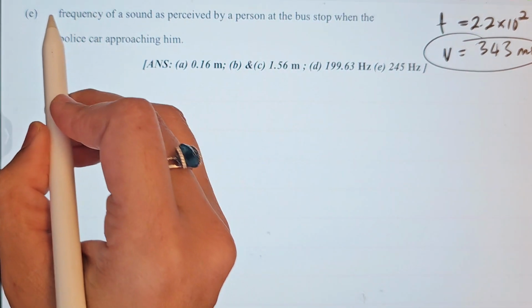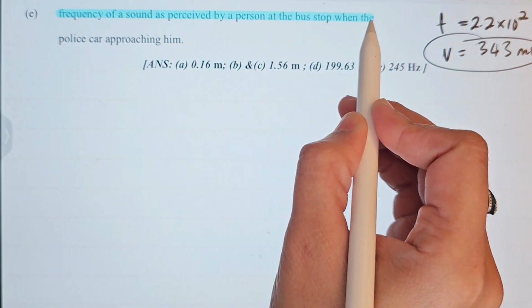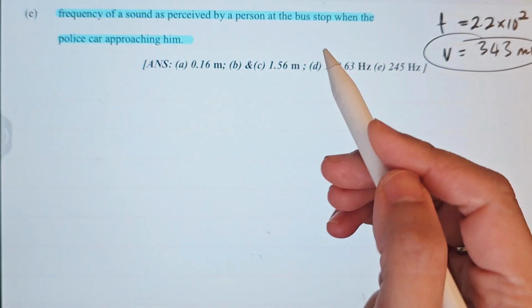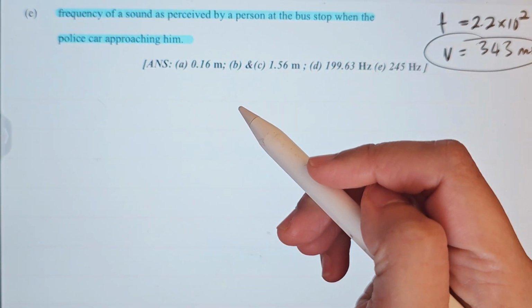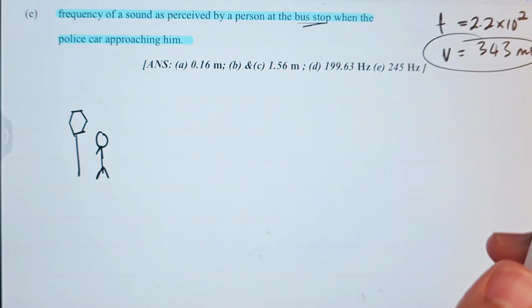And lastly, question E, the frequency of the sound as perceived by a person at the bus stop when the police car is approaching him. So I'm going to do the sketching first. We have a person sitting at the bus stop.